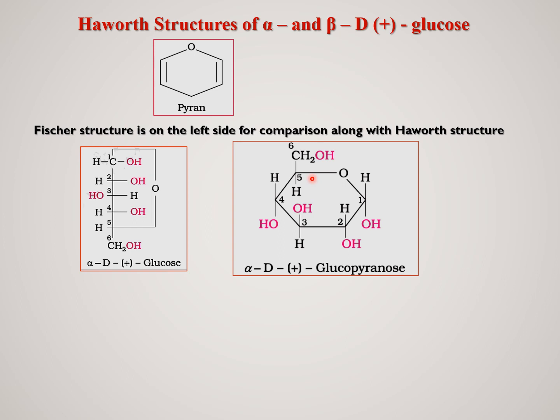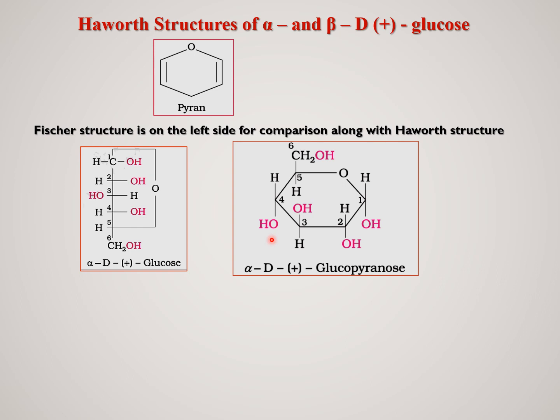Now the rule to write the Haworth structure. When you look at the carbon skeleton in our open chain structure, from C1 to C6, whatever is on the left side of the carbon skeleton should be written above the plane in the Haworth structure. Whatever is on the right side of the carbon skeleton should go below the plane in the Haworth structure. This is the rule. So let us try to understand.